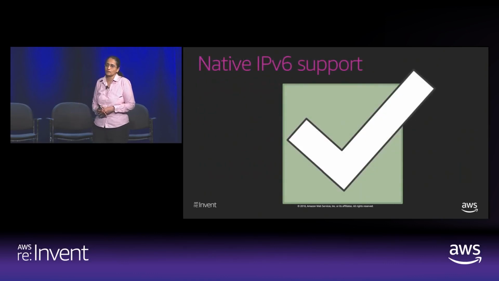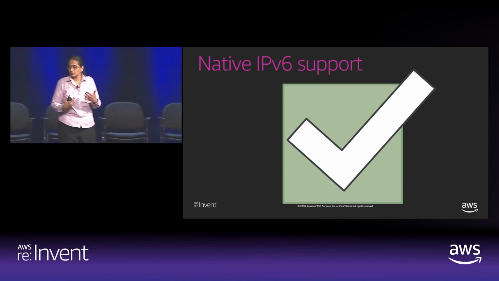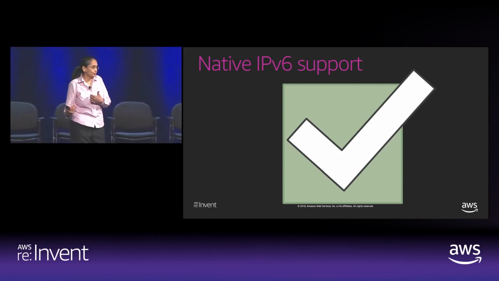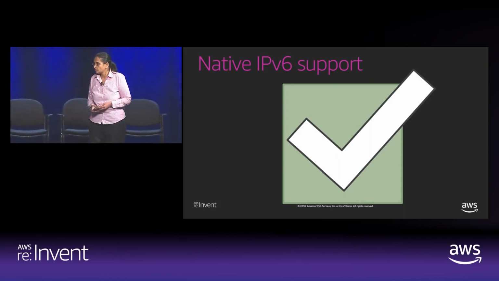IPv6, we support IPv6 and IPv4 on application load balancer, so it's dual stacked. The traffic coming from the front is dual stack, v4 and v6, and the back end, we support only v4 because most of the applications are not quite v6 yet.